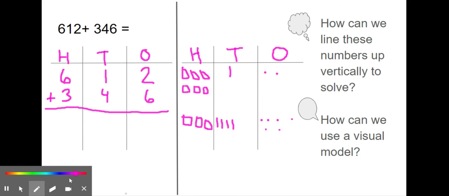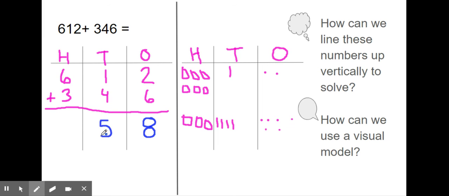Now let me solve. Okay, so we always start with our ones place. 2 plus 6 is 8. 1 plus 4 is 5. And 6 plus 3, 6, 7, 8, 9. So I did not need to make any new groups when I added this problem.